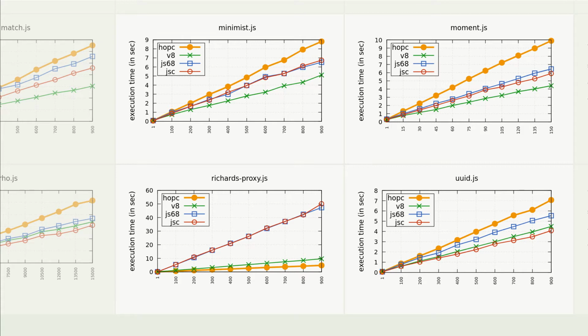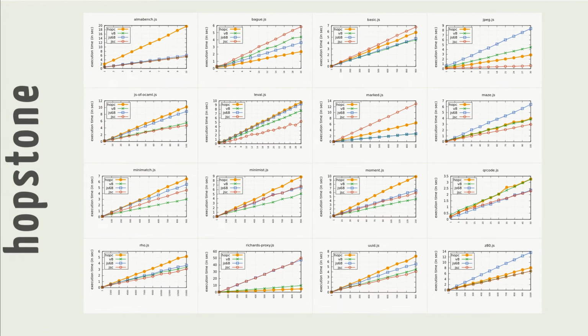Richard's proxy is the only test that uses proxy objects. This test shows that hop.js is competitive even for tests that use high-level JavaScript features. UUID uses exceptions. The hop.js implementation, which rests on setjmp and longjmp, is not as fast as the compared JIT compilers. The paper contains analyses of the other tests.